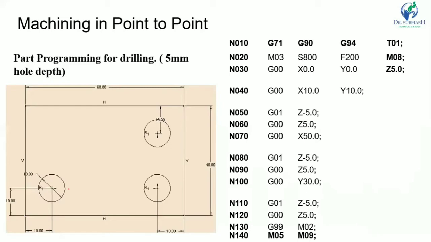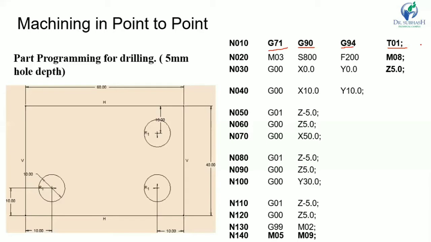Now let us see how to write the part program. Initially, the first block is N010, the sequence number. G71 is the metric mode. G90 is the absolute system, and G94 is the feed in mm per minute. T01 is tool number 1, and you can write EOB here, which means end of block.